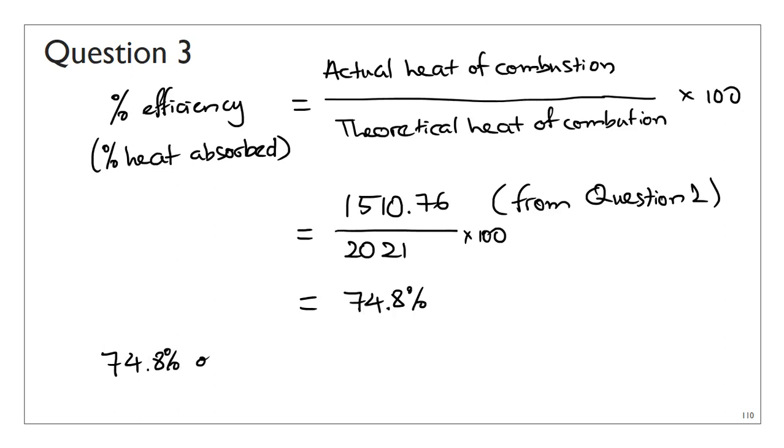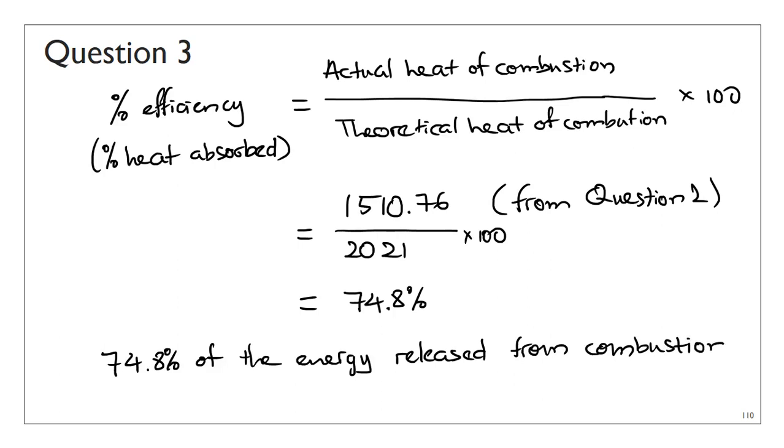which means that 74.8% of the energy released is actually absorbed. Remember that in question 2, we assume 100%. Obviously, we have to in order to do the calculation, but in reality, only around 74.8% of the energy released from combustion was actually absorbed by the water. Which, to be fair, is not that bad. I've seen lower numbers than this. Okay, so that's question 3.